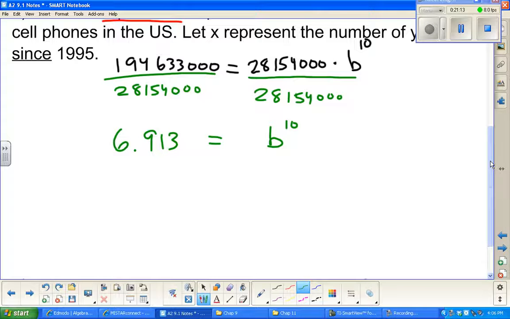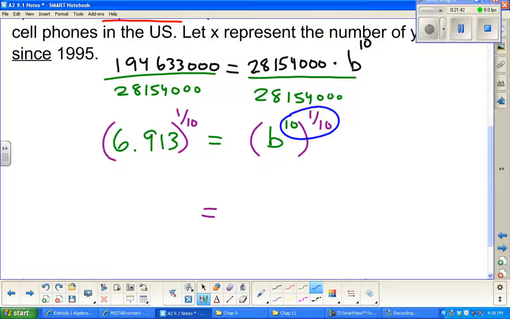We want b. If we knew what b squared was, we could take a square root. But we don't. We know what b to the 10th power is. So the trick, the way to get rid of that 10 as an exponent, is to raise both sides to the 1/10th power. Notice what happens on the right side: this is a power to a power. Those exponents get multiplied together, and 10 times 1/10 is 1. So this is just b to the first, or just b.